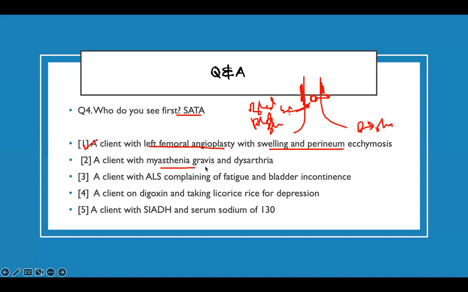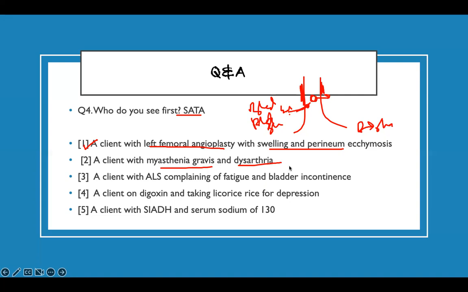A client with myasthenia gravis and dysarthria. What is myasthenia gravis? It's a neurological problem, a lack of acetylcholine because of antibodies to the acetylcholine receptors. What is their problem? If there's no acetylcholine binding, the muscles get weak. And their main problem is swallowing, airway issue. They can have weakness of their body. I don't care about it. I always care about the muscles of the neck. When the muscles of the neck start getting tired, that's what you want to worry about. Otherwise, it becomes an airway, a B-sharp moment.